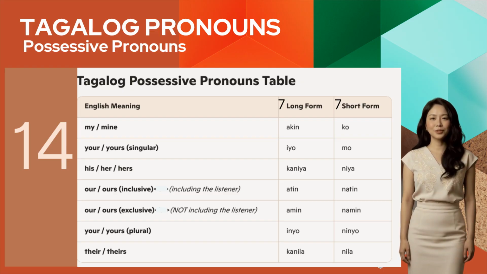For example, akin and ko both mean my, but akin is the long form and ko is the short form. Same meaning but different position. And this pattern repeats for all the other pronouns. Your, his or her, our, so the inclusive and exclusive, your plural and their. So in total, we end up with 14 possessive pronouns in Tagalog.